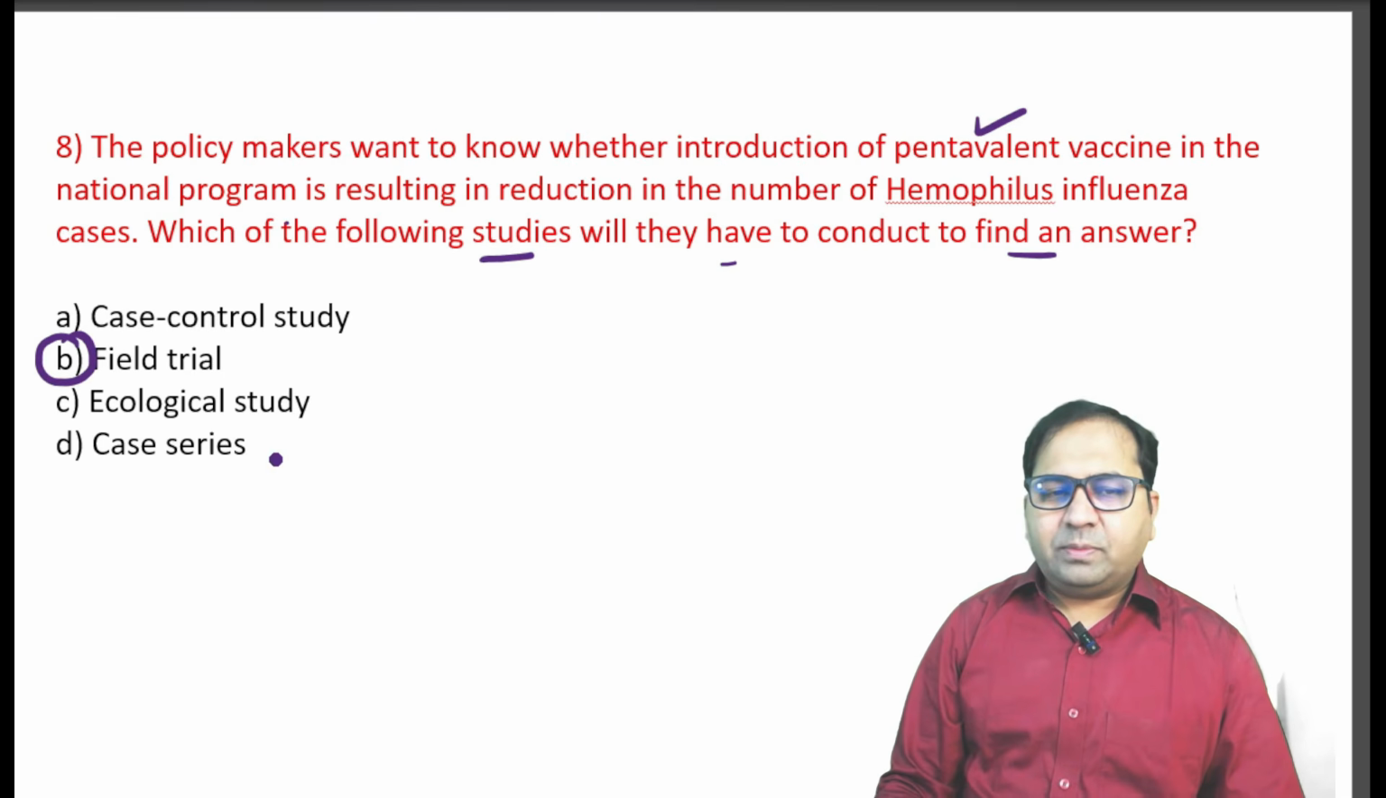Okay, so option D, that is case series, is not acceptable over here. Case control study will be for all those involving retrospective studies, and ecological study is not the answer for this question. So therefore field trial will definitely fit, and they have to conduct this type of field trial study whenever they are introducing pentavalent vaccine.